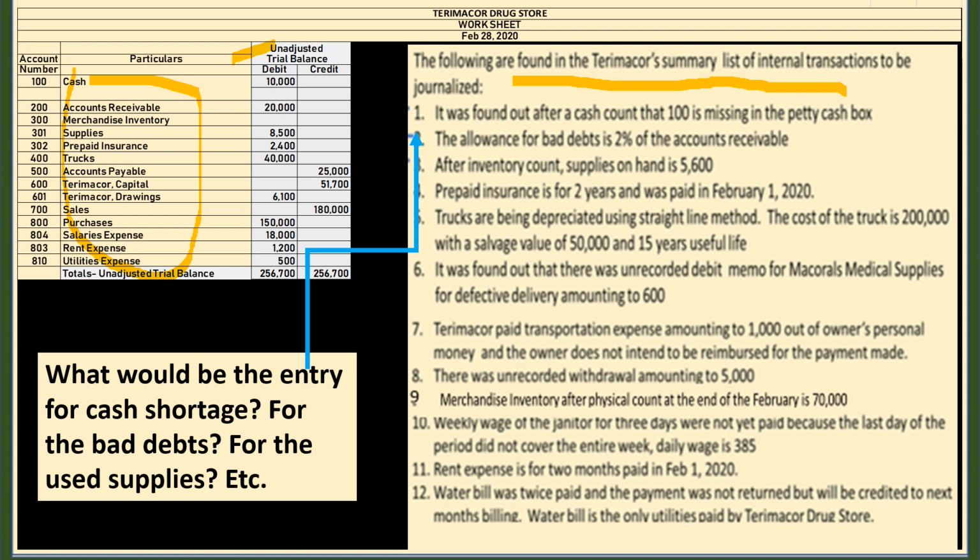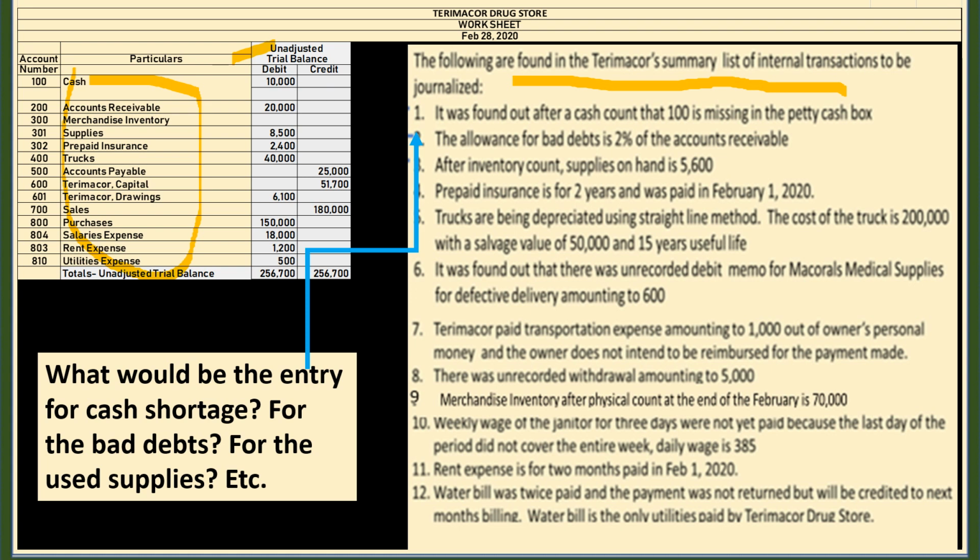So it was found out, after a cash count, that 100 is missing from the petty cash box. Therefore, there was a cash shortage, and an entry to record that will be a debit to cash shortage, an expense account, and credit cash.